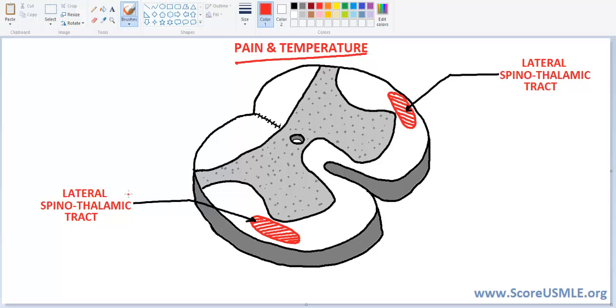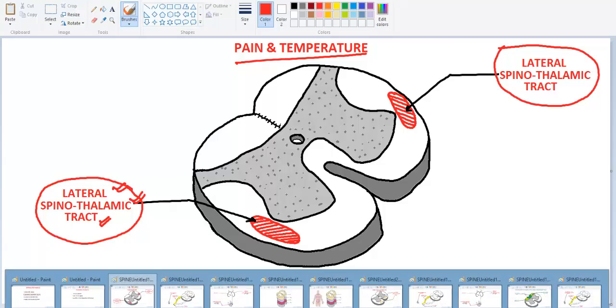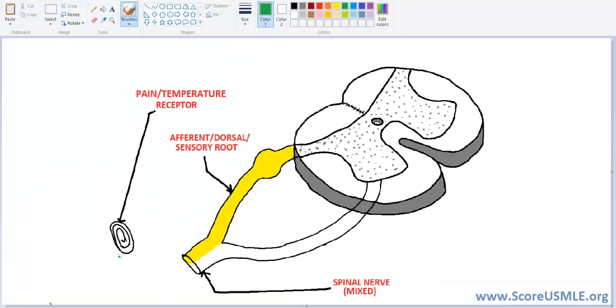Now, the pain and temperature sensations are carried by the lateral spinothalamic tracts. You can look at the location of the lateral spinothalamic tracts on the cut section of the spinal cord. It's right there. Now, why is it called the spinothalamic? Very simple. The sensation is ascending from the spinal cord to the thalamus. We'll see how it goes to the thalamus in a minute. And why is it called a tract? It's called a tract because by definition, a tract is a collection of axons within the central nervous system. And the spinal cord is a part of the central nervous system, so by definition that would be a tract. And why lateral? Because of the location on the spinal cord. It's located laterally.